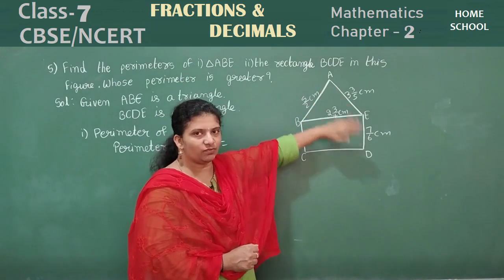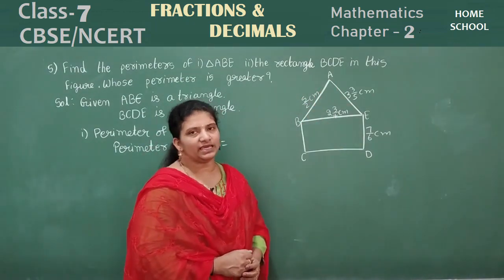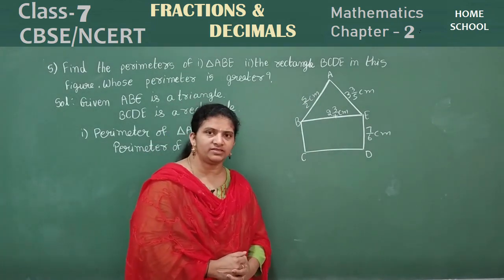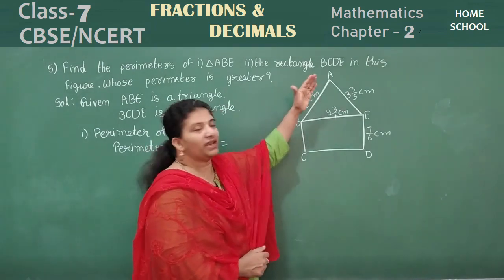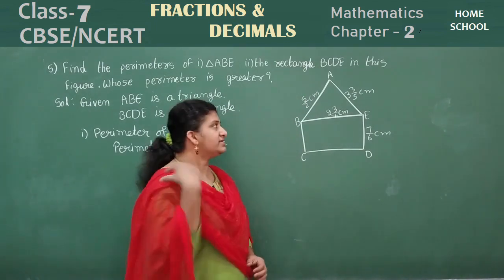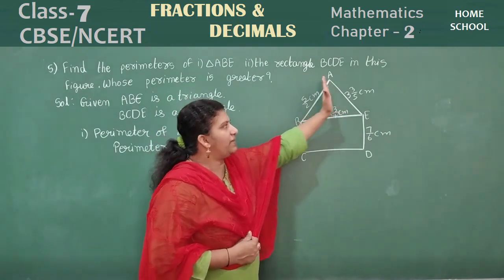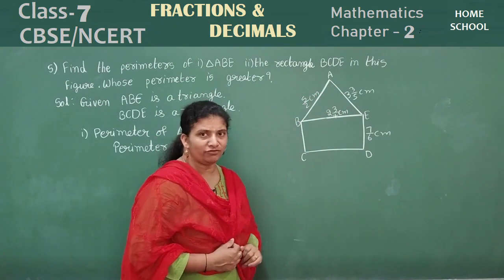So now what is a triangle? Having 3 sides. What is a rectangle? Having 4 sides where opposite sides will be equal. So now what are the perimeters? Do you know these formulas? What is the perimeter of a triangle? Perimeter is equal to the sum of all 3 sides. What are the sides here, children? AB plus BE plus EA. That is the perimeter of a triangle formula.